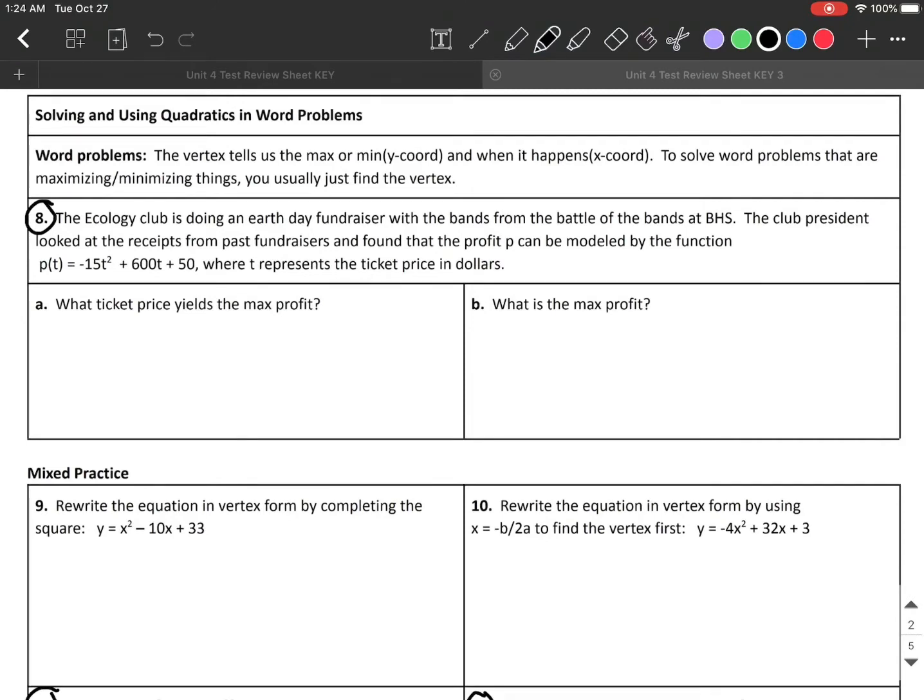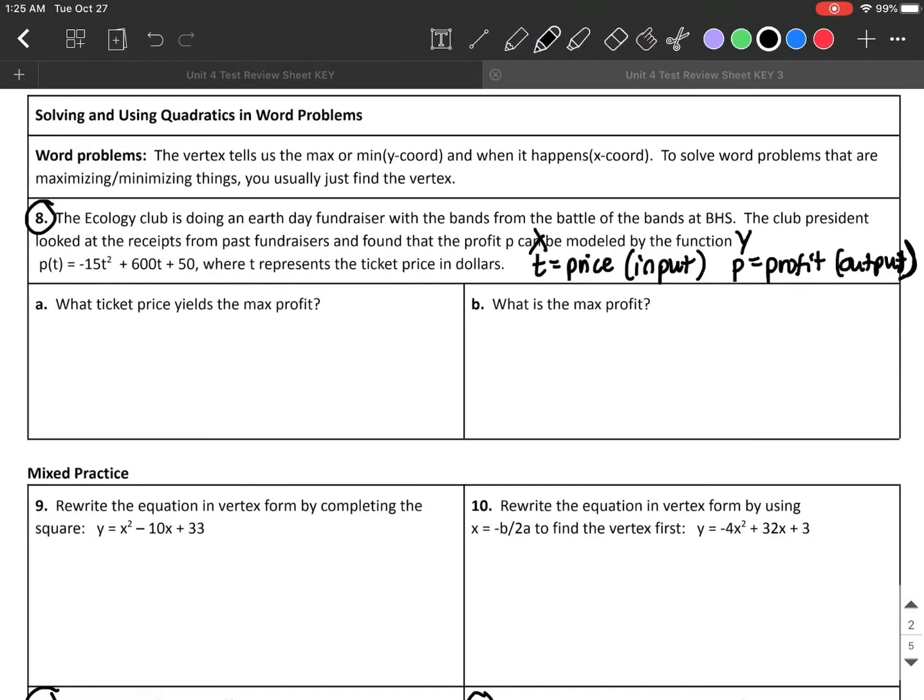So I'm going to write on the side just to clarify what's my input, what's my output. T is going to be the price of a ticket, and that is my input. And then P of T, or just P, stands for profit, and that is my output. So T is like my X, and P is like my Y.